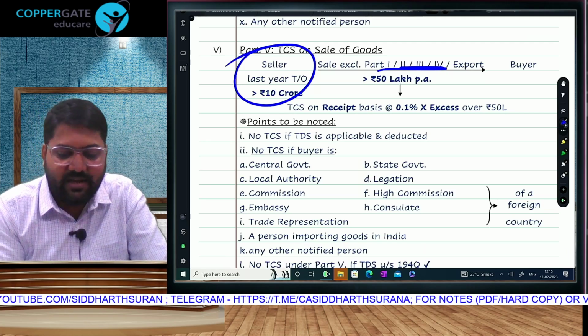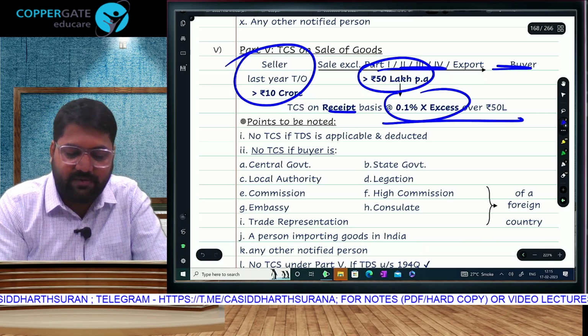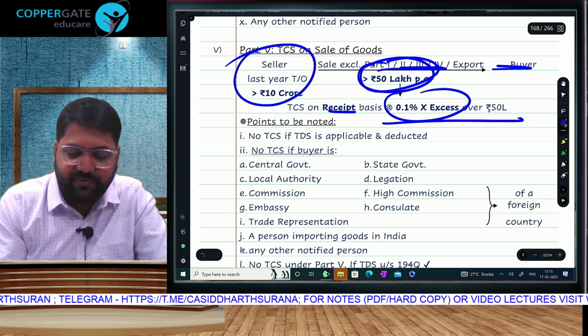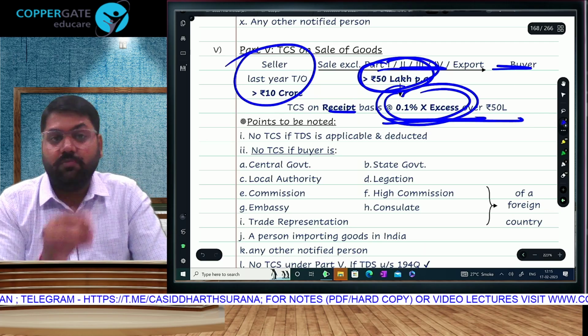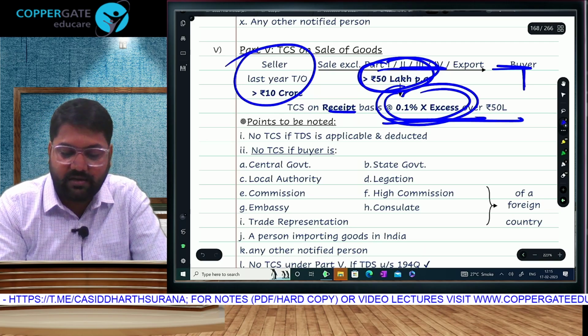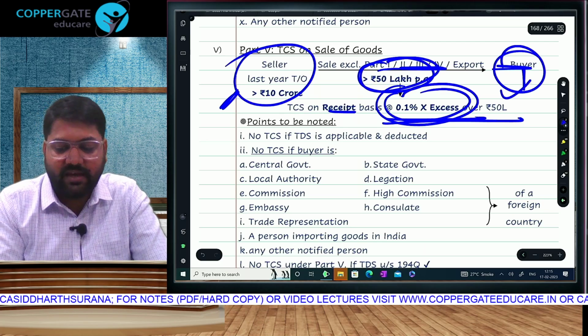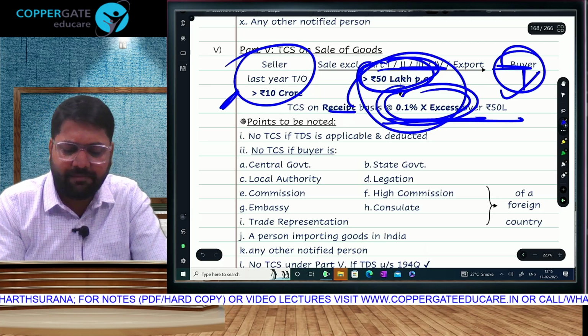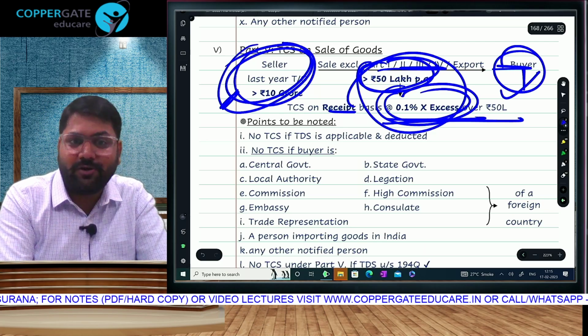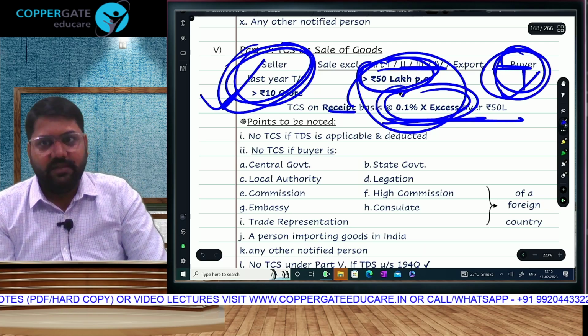Anything other than this, and you are selling more than 50 lakh to the buyer, so 0.1% on the excess, on receipt basis. So if you observe, more than 50 lakh, 0.1% on the excess. In 194Q, he has to deduct, and here he has to collect. So if his turnover exceeds 10 crore, then he will deduct TDS. This is the same. If his turnover exceeded 10 crore last year, then he will collect. But if both apply, then this will override.